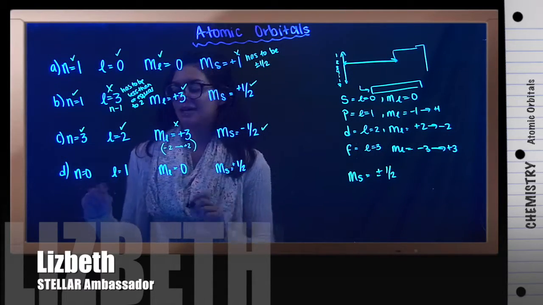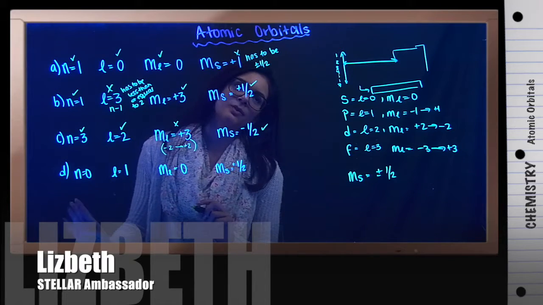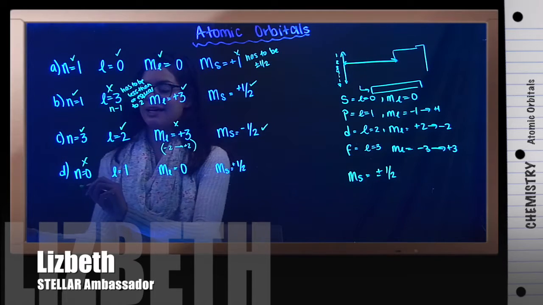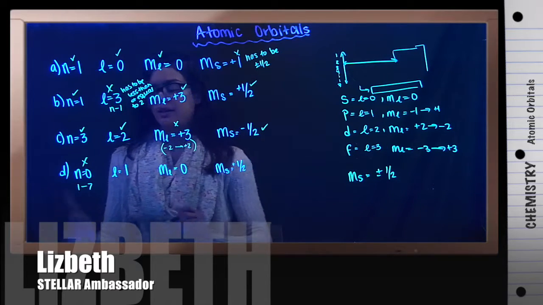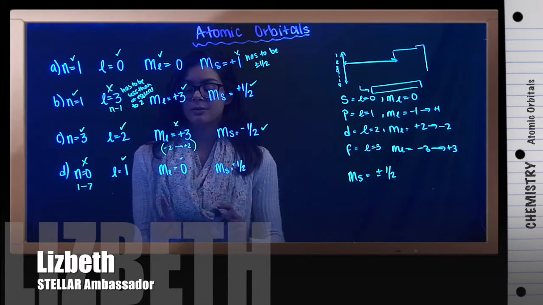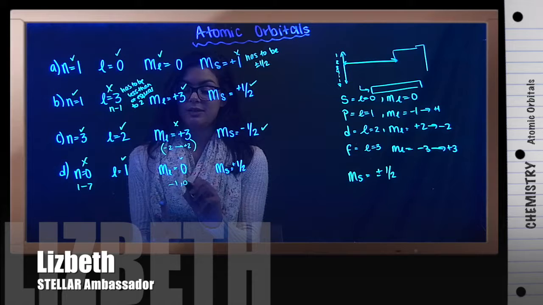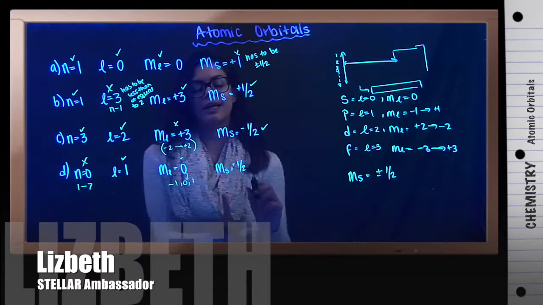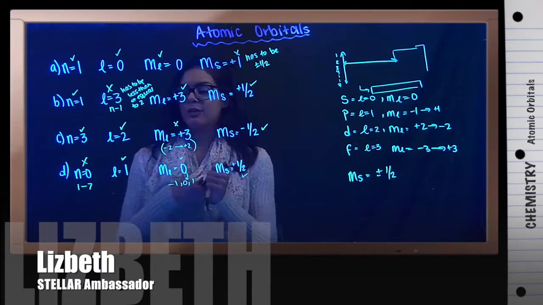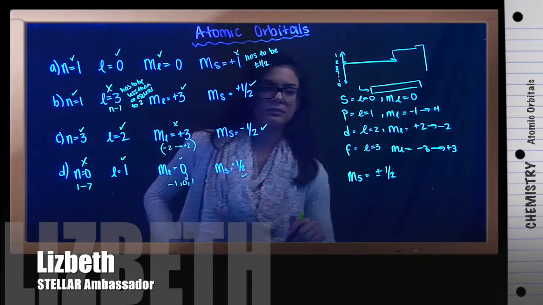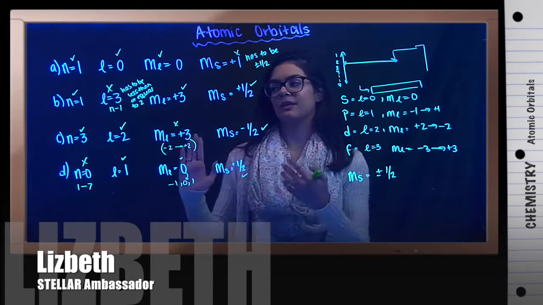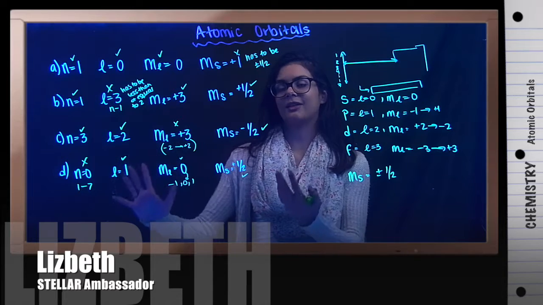Let's look at the very last one. n equals 0. Is that between 1 and 7? No, so that's automatically the one that's incorrect. L equals 1 does exist, and it would be fine for M sub L to be 0, because it ranges from negative 1, 0, to 1. And then M sub S equals positive 1/2 would also be correct. So the one that's incorrect here is n equals 0. That's basically how you can use the quantum numbers to realize which one is going to be incorrect in a given set.